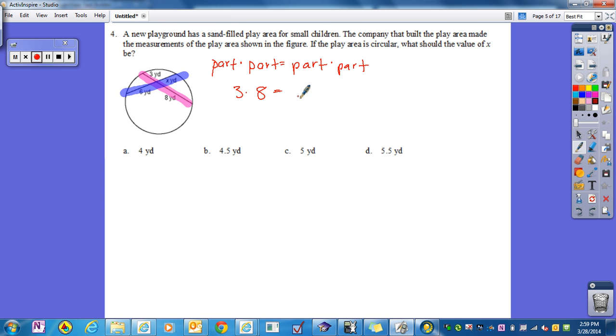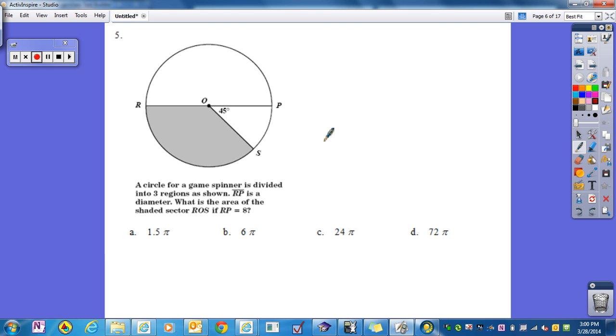So 3 times 8 equals 6 times x, so 24 equals 6x. Divide both sides by 6, and you get that x is equal to 4. Alright, number 5. A circle for a game spinner is divided into 3 regions as shown. RP is the diameter. What is the area of the shaded sector ROS if RP is equal to 8?